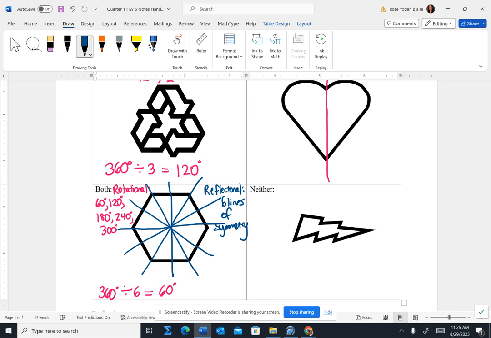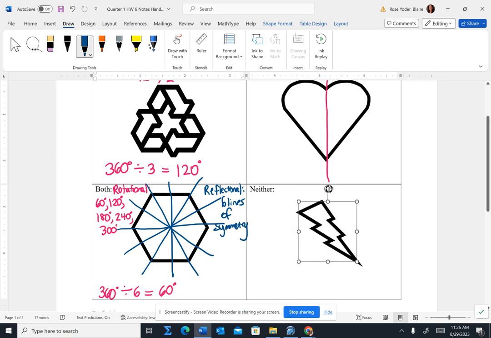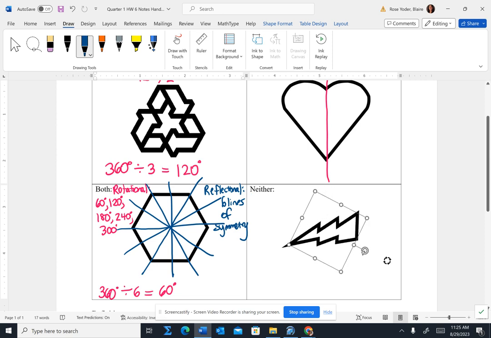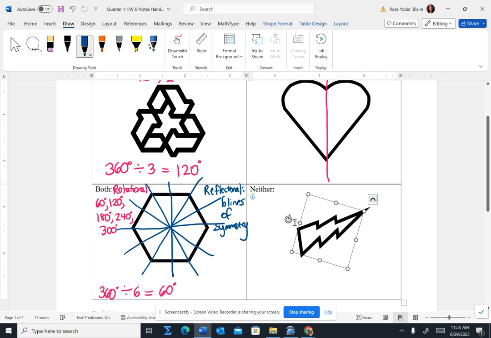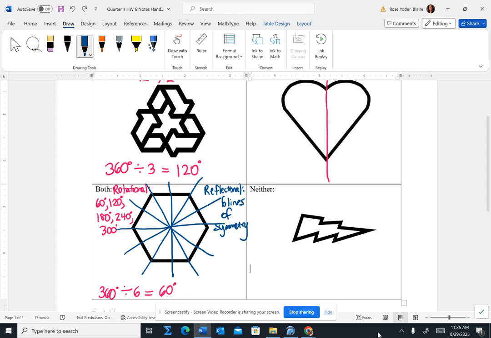All right, let's look at that final image, that lightning bolt. Can we spin that lightning bolt around and have it look exactly the same as the original image? At first, I was thinking, well, maybe you could flip it upside down, but no, that doesn't look exactly the same as this image. So there's no way that I can rotate it around where it's going to look the same as the original image. Are there any lines of symmetry I can draw that cut the lightning bolt perfectly in half where the two halves are mirror images of each other? And the answer to that is no as well.